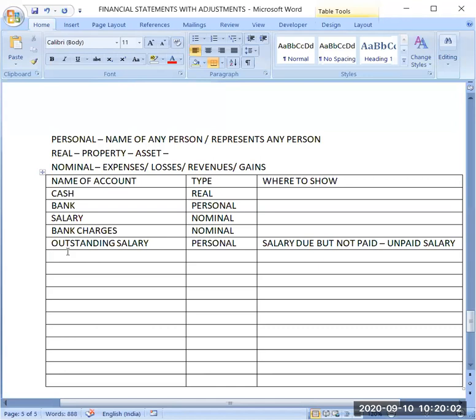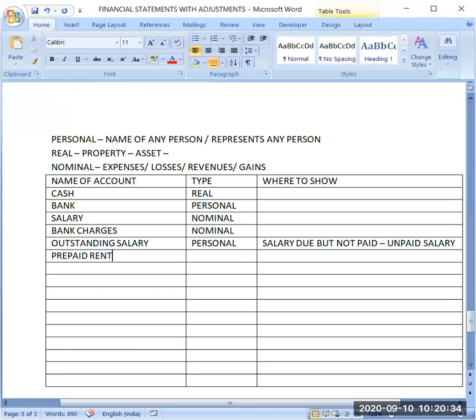Okay, now next is prepaid rent. Prepaid rent. Is it your property? Prepaid rent is your asset? No. It is your expense. Can it be your expense?